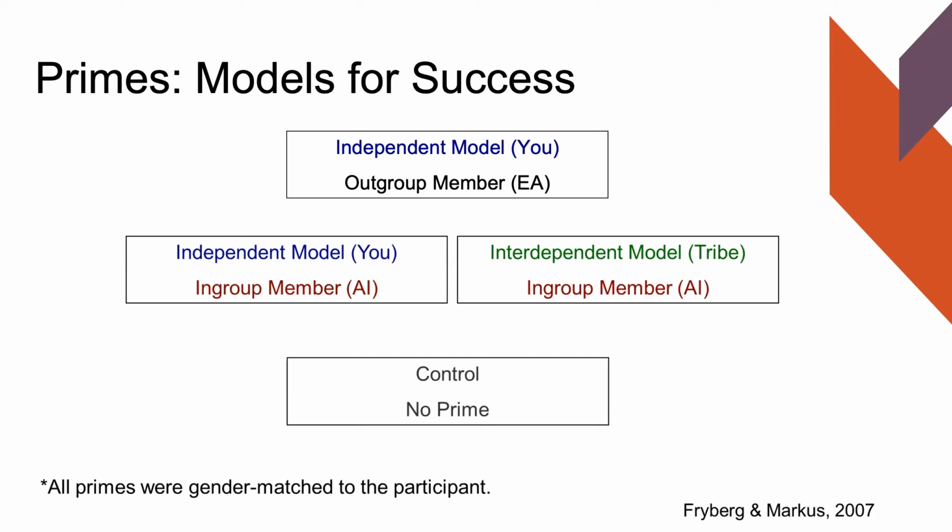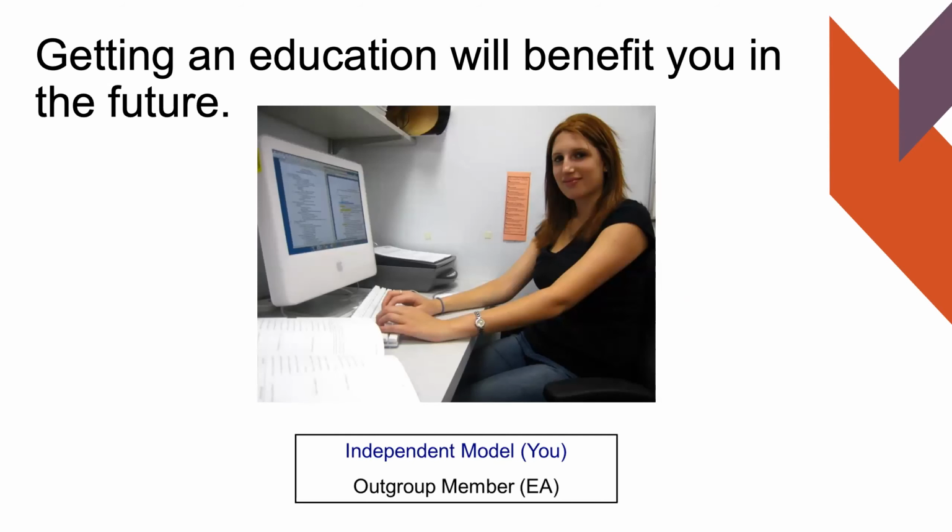So here's what the prime was. They showed a picture of someone, and then they were given the statement, getting an education will benefit you in the future. This is an independent model, meaning, again, it's going to help me. And then you have an out-group member. This is a Native person who would see a non-Native person in an academic setting. Everybody with me on that? So this is an independent model, out-group member prime. And then they were asked some questions after this. I'll get to those in a second.